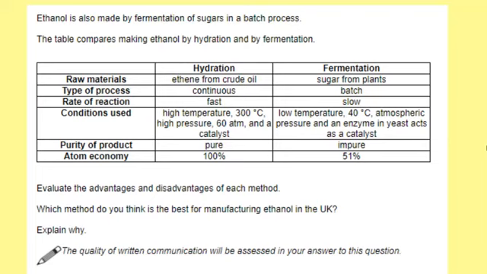Right, what we need to do now, this is a proper exam question. So this is a 6-mark question where you need to evaluate the advantages and disadvantages of the 2 methods for making ethanol. So I want you to pause the video, have a go at it, make sure you consider the raw materials, the type of process, the rate of reaction, the conditions used, the purity of product, and the atom economy. So using all the information in that table. And then once you've finished it, unpause the video and have a go marking it using the mark scheme on the next slide.